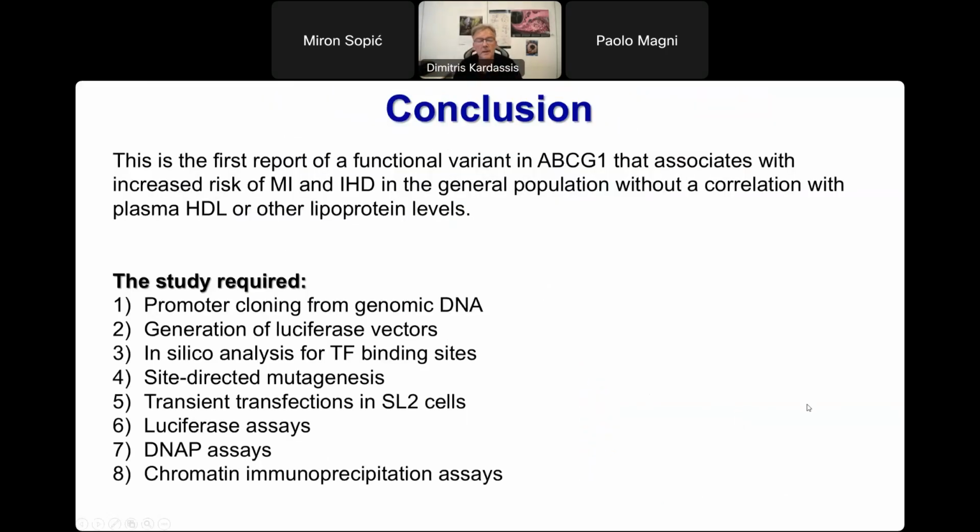So in conclusion, this was the first report of a functional variant in ABCG1 that associated with an increased risk for myocardial infarction and ischemic heart disease in the general population without a correlation with plasma HDL or other lipoprotein levels. So it was very interesting and very crucial, and very strange, of course. The study required promoter cloning, generation of luciferase vectors, in silico analysis of transcription factor binding sites, site-directed mutagenesis, transient transfections, luciferase assays, DNA-AP assays, and chromatin immunoprecipitation assays.